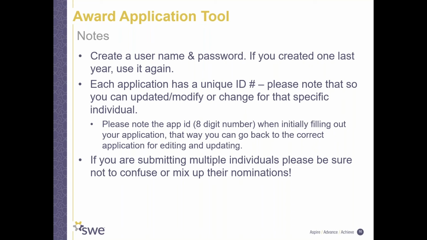The app ID is an 8-digit number, and you'll be able to see that when you first go in and create a draft application. And there's some screenshots later on that show you where that is located. And if you're submitting for multiple nominees, please make sure you make note of their application numbers so you don't confuse or mix up their nominations.